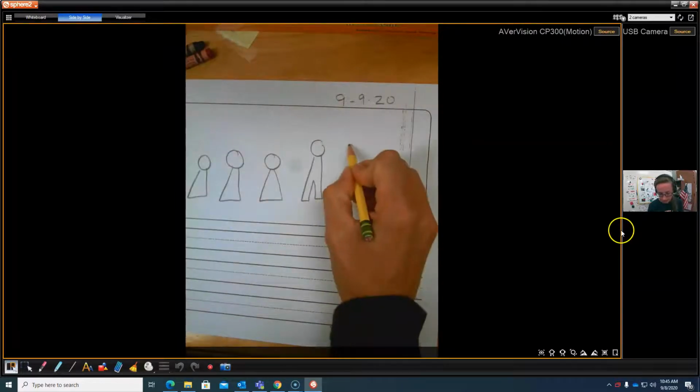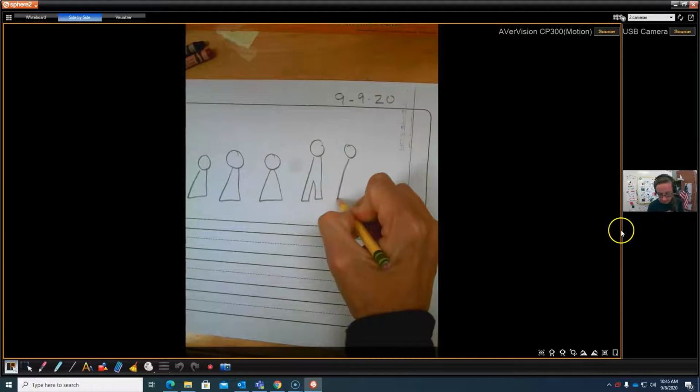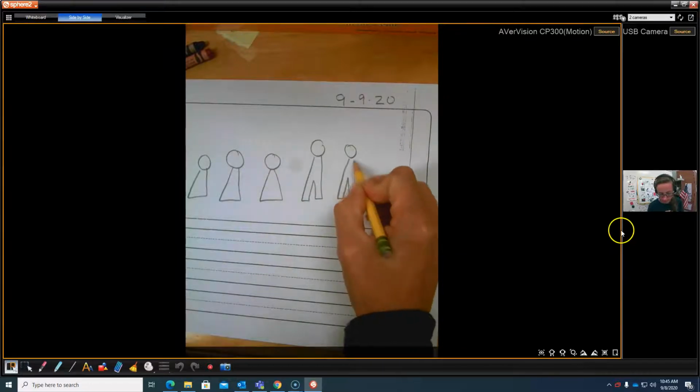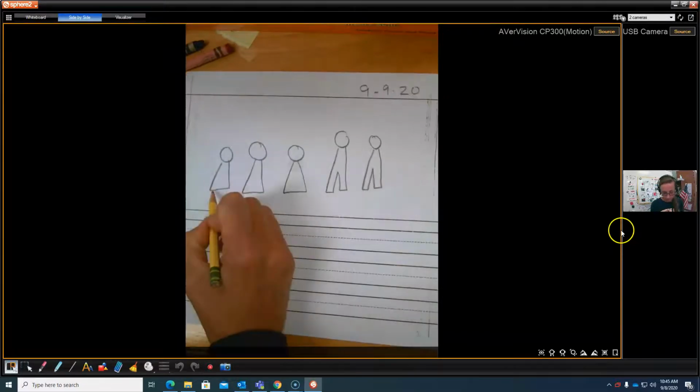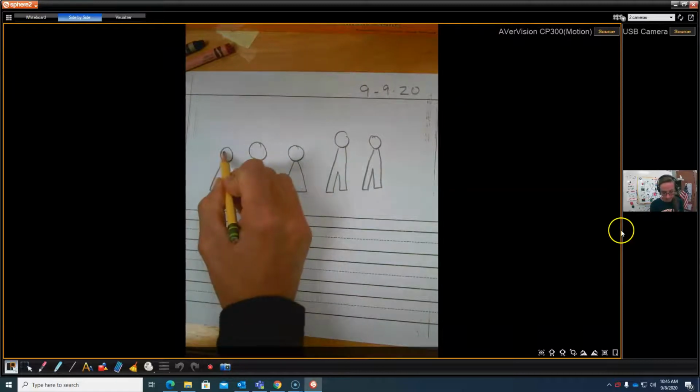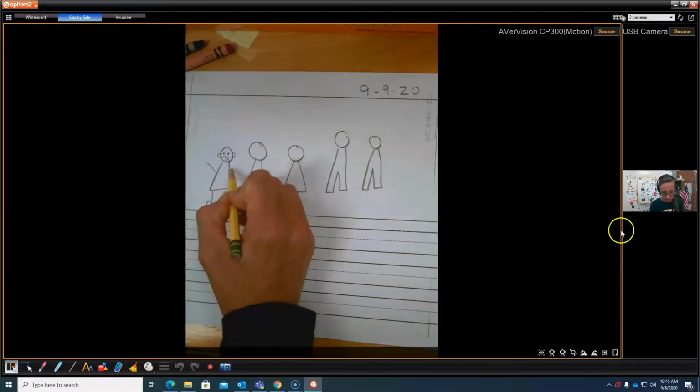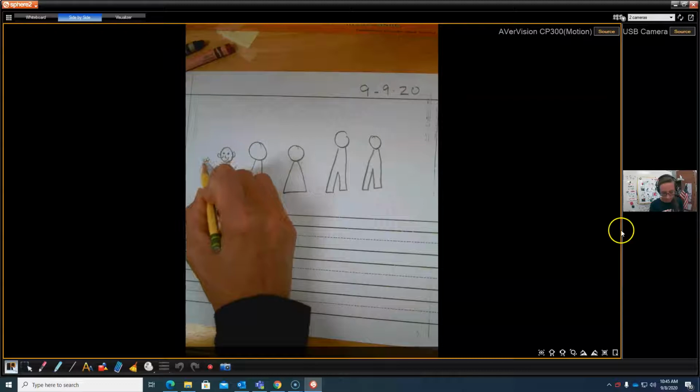And I dropped my eraser, but that's okay. Sometimes we do that. We drop things. But then we pick it up later and we keep going. Remember, a character has a head, 2 eyes, a nose, and a mouth. And we have ears and arms. I started to get ahead of myself.